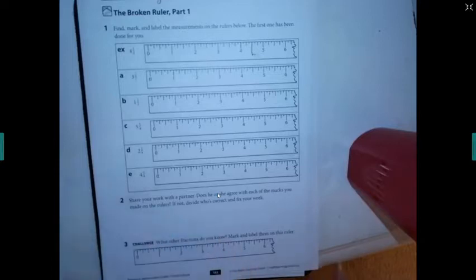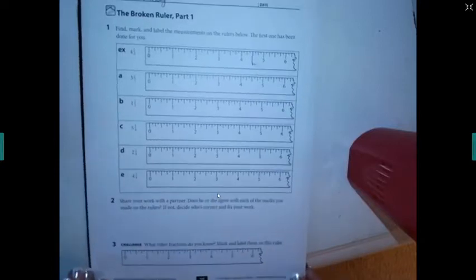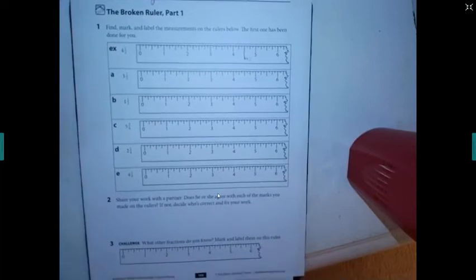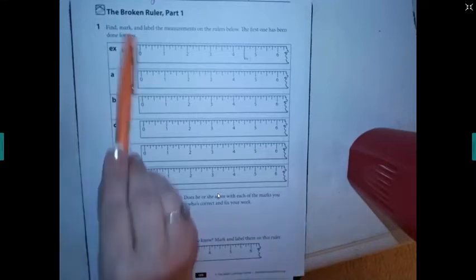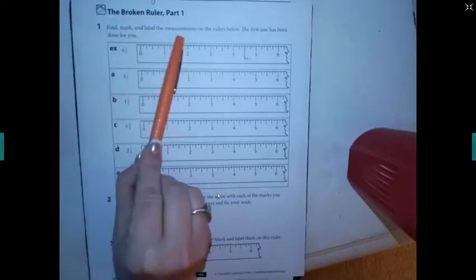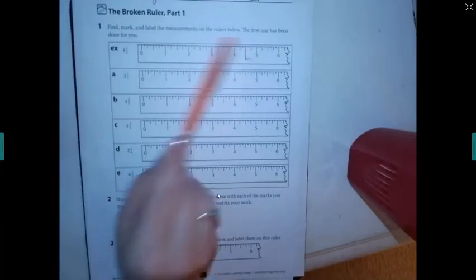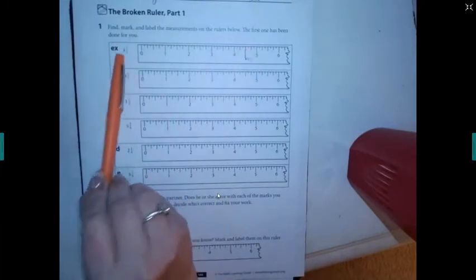Today we're going to continue our work with fractions, but this time we're going to be working on fractions with a broken ruler. So let's look at the example. First it says, find, mark, and label the measurements on the rulers below. The first one has been done for you. The example is 4 1/2.